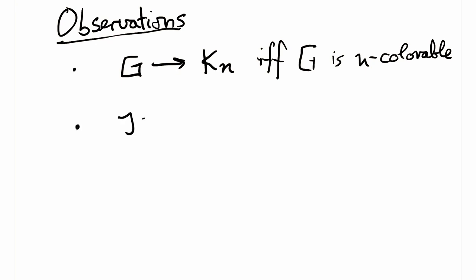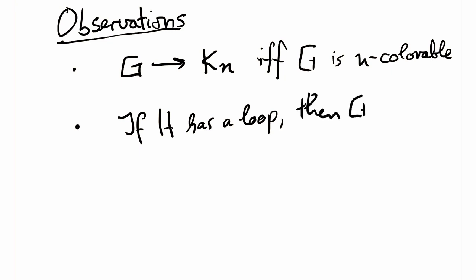My second observation is, if H has a loop, then every graph homomorphically maps to H. Why? Well, we can map all the vertices of G to this vertex which has a loop. And this will always be a homomorphism because every edge will be mapped to an edge. Remember, we don't require that there is an edge in the image if and only if there's an edge in the preimage. We only map edges to edges. Non-edges, we don't care. Non-edges can be mapped to edges, non-edges can be mapped to non-edges.